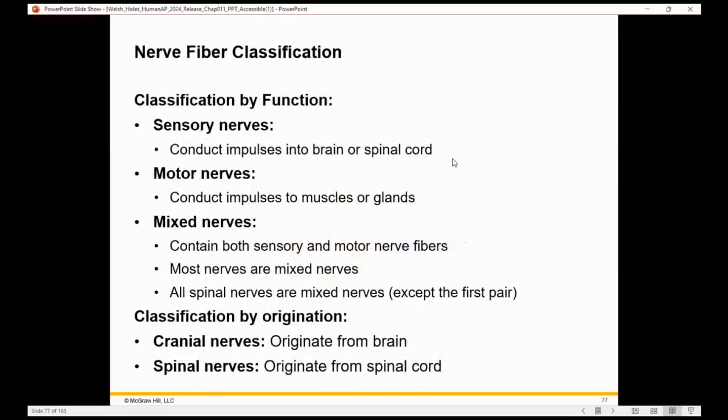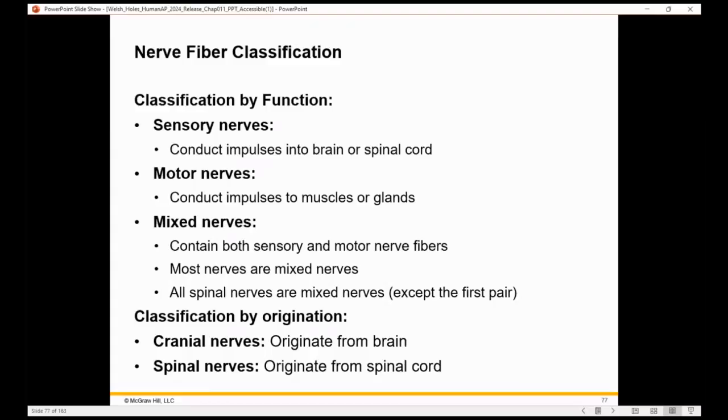We can classify nerve fibers by their function or their origination. So by function, you've got sensory nerves that conduct impulses into the brain or spinal cord. Motor nerves conduct impulses to muscles or glands. And then you have mixed nerves that contain both sensory and motor nerve fibers. Most nerves are mixed nerves, and all spinal nerves are mixed nerves, except the very first pair.